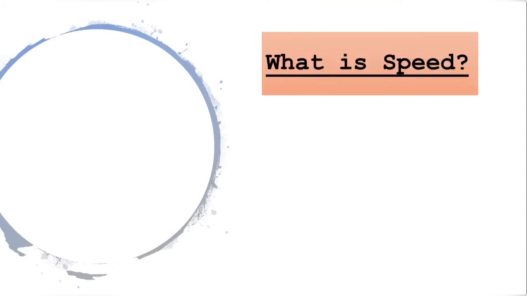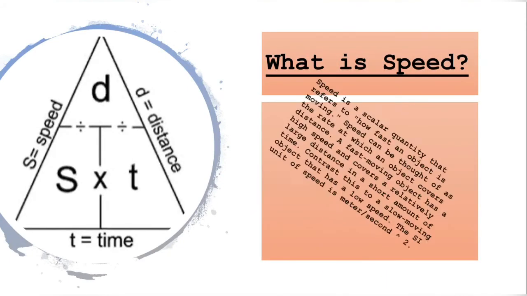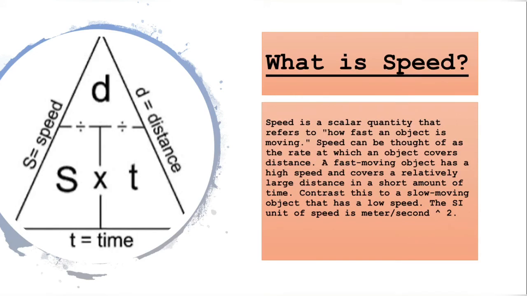Now, what is speed? Speed is a scalar quantity that refers to how fast an object is moving. Speed can be thought of as the rate at which an object covers distance. A fast-moving object has a high speed and covers a relatively large distance in a short amount of time. Contrast this to a slow-moving object that has a low speed.